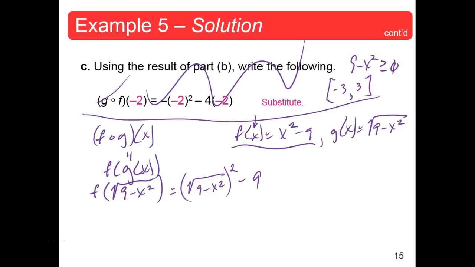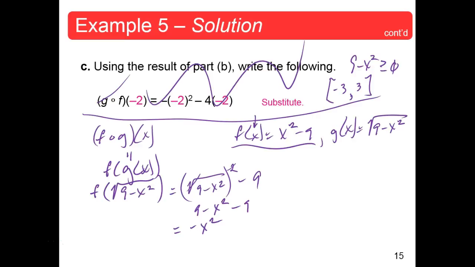Okay. Now, what is the square of a square root? One undoes the other. Think of them as canceling out. It does away with that. So that gives you 9 minus x squared minus 9. And what does that give you? A negative x squared. All right. I feel like a dentist. Okay, but we got it. That's what f of g of x is, the composition of f of g.